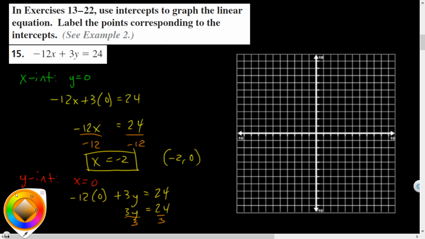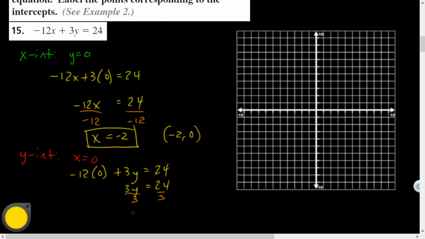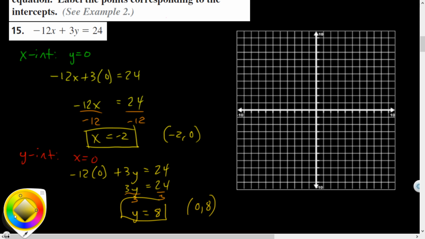Right? And I will get y equals 8. So that is the y-intercept, the point where my line crosses the y-axis. If I want to think about that as an ordered pair, that's (0, 8). So let's plot these points. My x-intercept was at negative 2, about there. My y-intercept was at positive 8, about there.